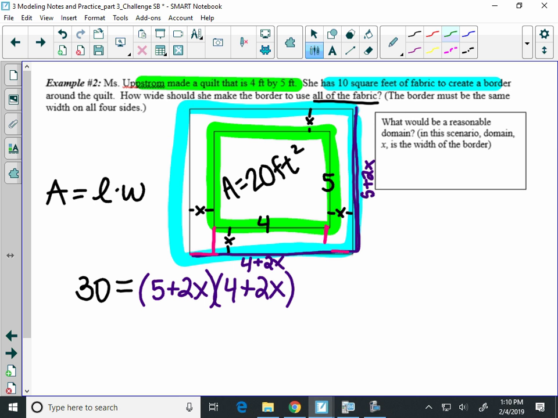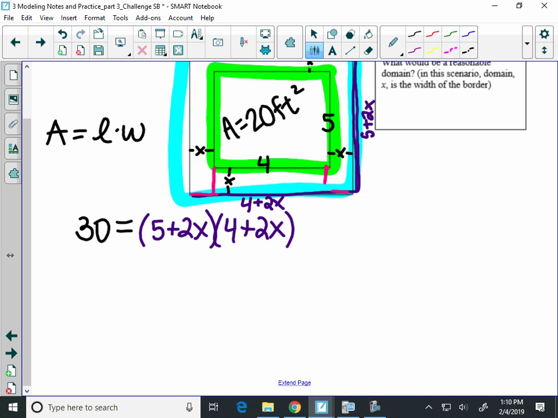Okay, so now, Grace said we need to FOIL here. We need to get rid of the parentheses. Someone's idea was to FOIL. So let's distribute. We'll give Grace the credit.